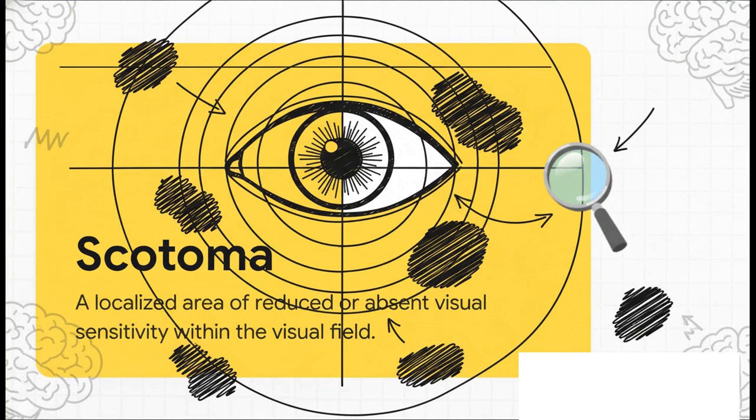Now, the technical term for any defect or blind spot on this map is a scotoma. Sounds fancy, but it's really just a localized area where your vision is less sensitive than it should be. But here's the thing, the shape and the location of these scotomas are what matter most.